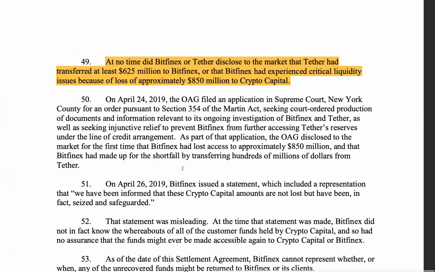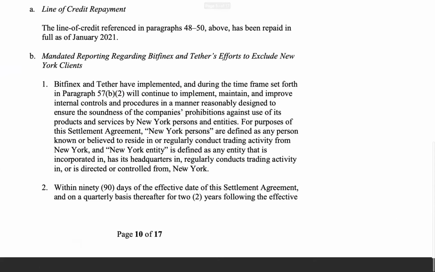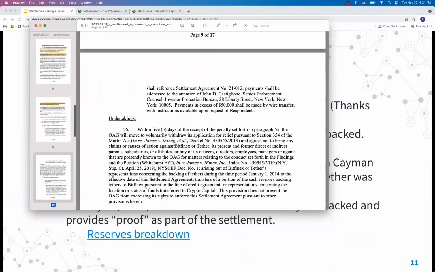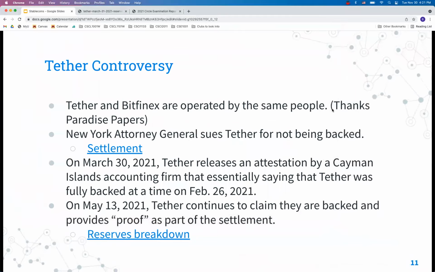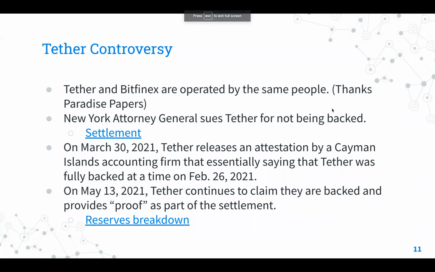I will upload this in the Discord if you guys want to read it. There's not much left. Yeah, I think that's the end of all my highlighting. So that's why people don't really trust Tether. They're a bit shady. They don't really comply with stuff. They settled for like $18 million over this thing. So yeah.